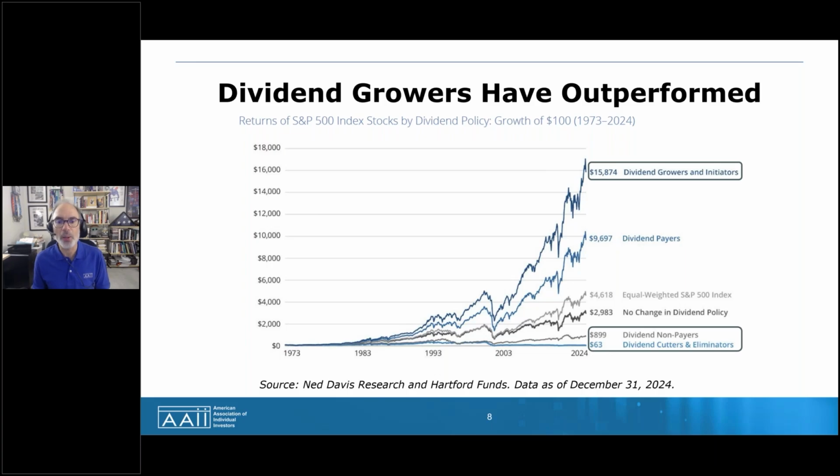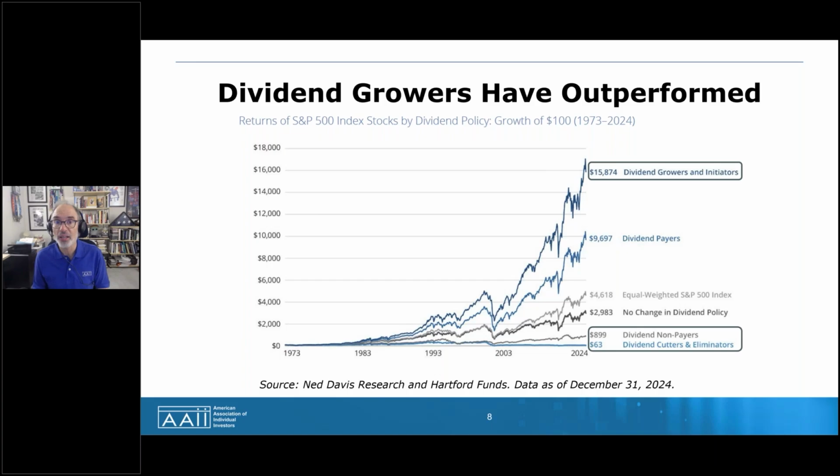Now, what if you bought stocks that just didn't pay dividends? Some of these tend to be growth-oriented stocks. Well, as you can see here, down here in this line, moving my mouse over so hopefully you can see it, those companies have turned $100 in 1973 into about $900 in 2024. Still nice growth, but a really small amount when you consider the amount that dividend growers have delivered in terms of capital appreciation and return.